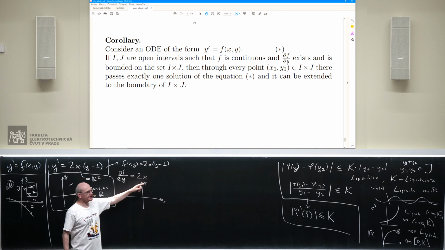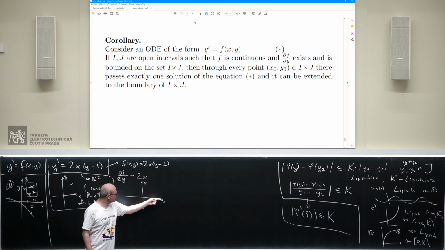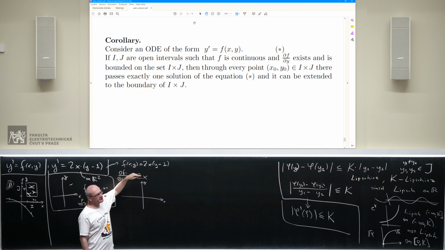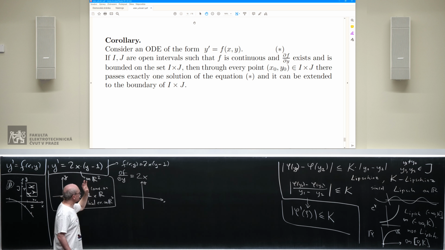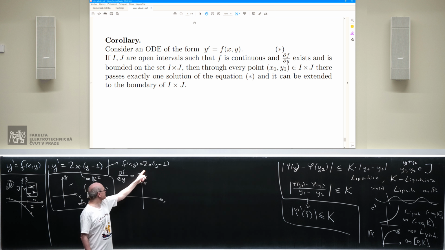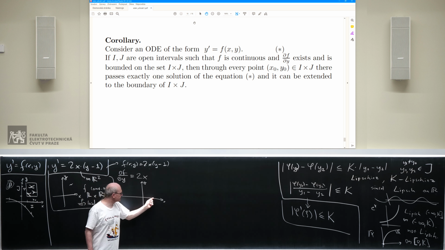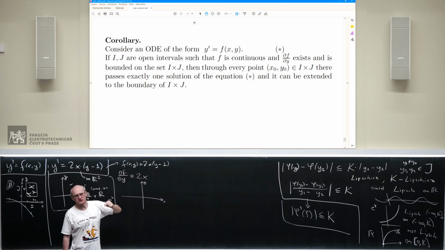Is the function 2x bounded on the whole R square set? The answer is no, because if we go to the right and x increases to infinity, then also 2x goes to infinity, and therefore it's not bounded. So at this moment, it's actually good to ask the opposite question. Can I make this expression blow up? And the answer is yes, if I send x to infinity.